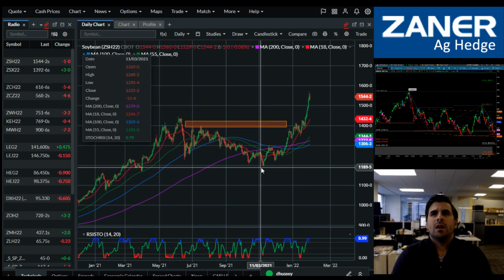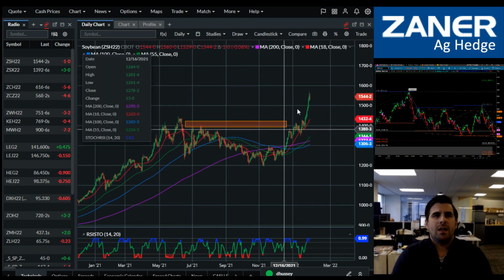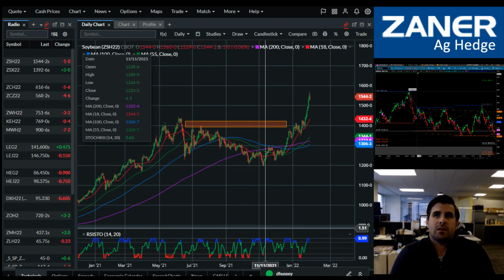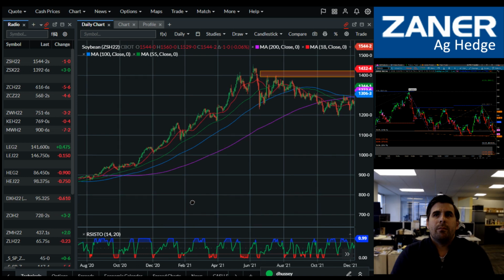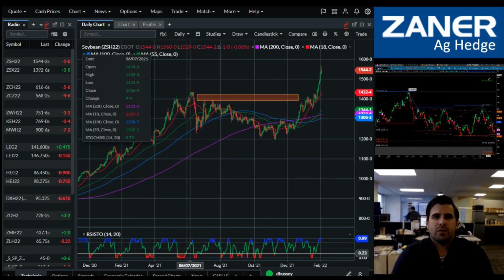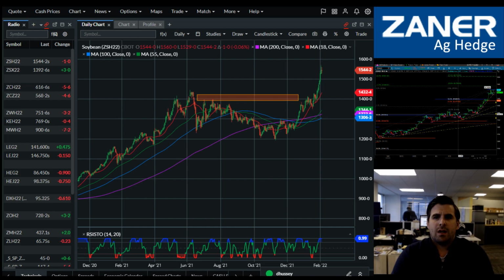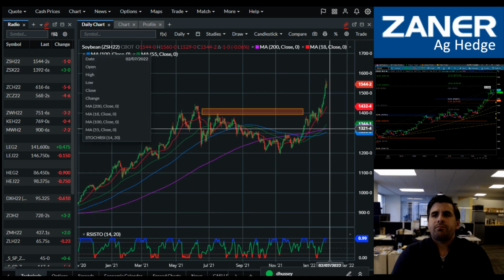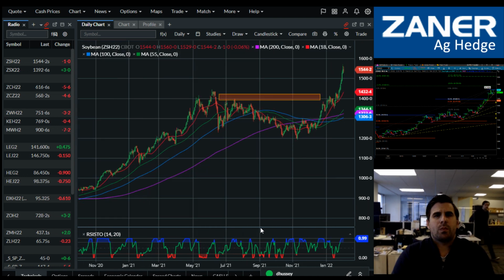The 50% retracement from the 1180 lows all the way up to the highs, this last swing's low to high, we'll take a look at where that level comes in on the chart. It's around 1378. Not saying we'll go down there, but something to be aware of. And there are more aggressive support levels that we'll look at in a minute for soybeans.